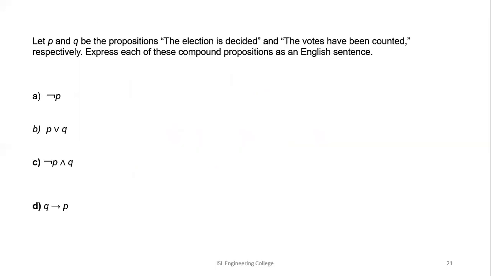Okay, now this is another example that there are two propositions. The first one is election is decided, and the other one is the votes have been counted. Now, this proposition is being denoted by P, and this is being denoted by Q. Now, we have to express each of these compound propositions as an English sentence.